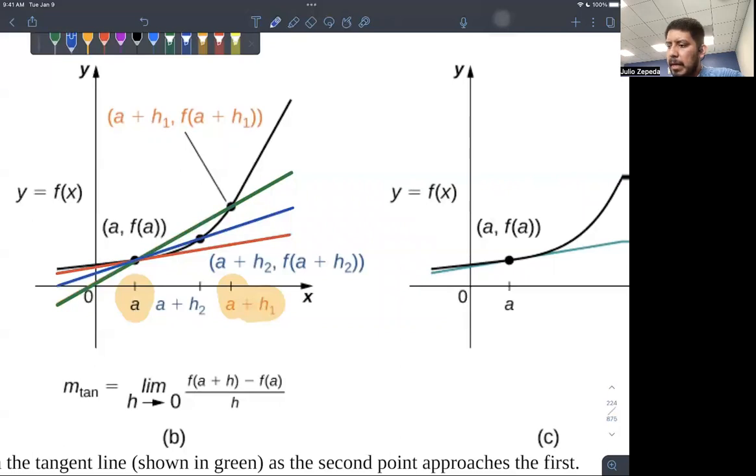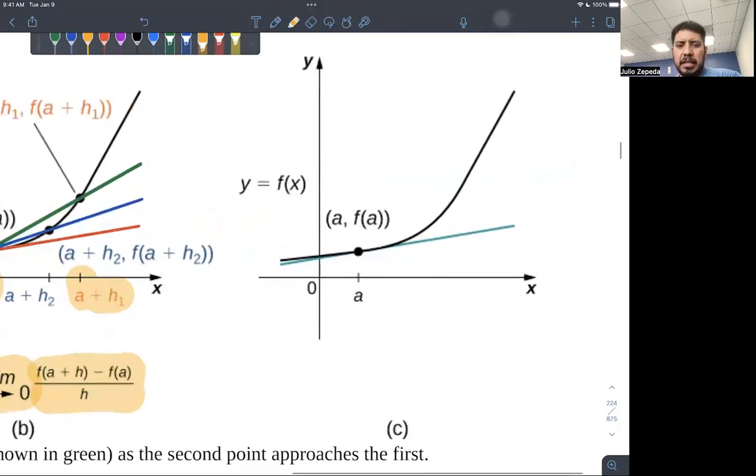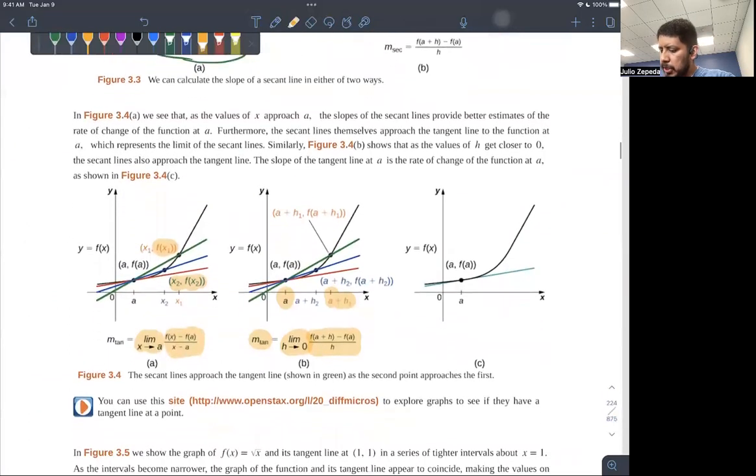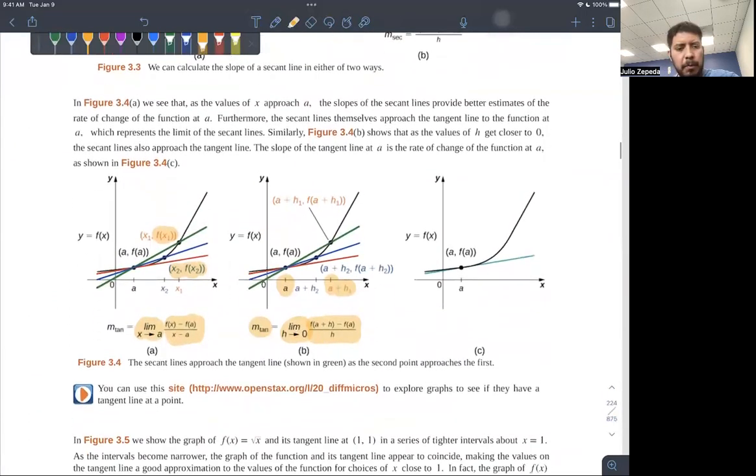So what do we do here? We need to take a limit, but this one is as h approaches 0, as h gets infinitely small, of this difference quotient with increment h, and that is going to be exactly equal to the slope of the tangent line. And then here's a tangent line just by itself. Okay, nice. So let's just read the caption here, figure 3.4. The secant lines approach the tangent line, shown in green, as the second point approaches the first. Okay, very good.